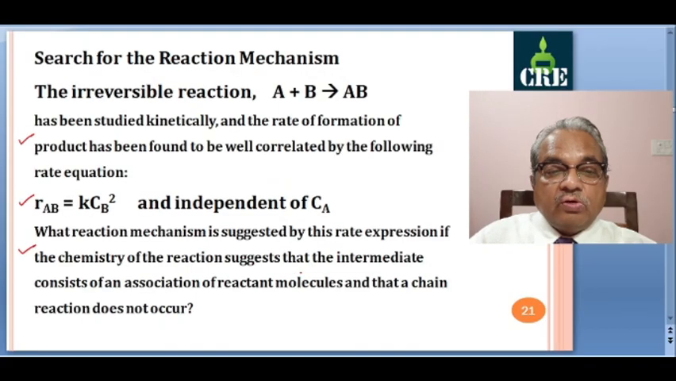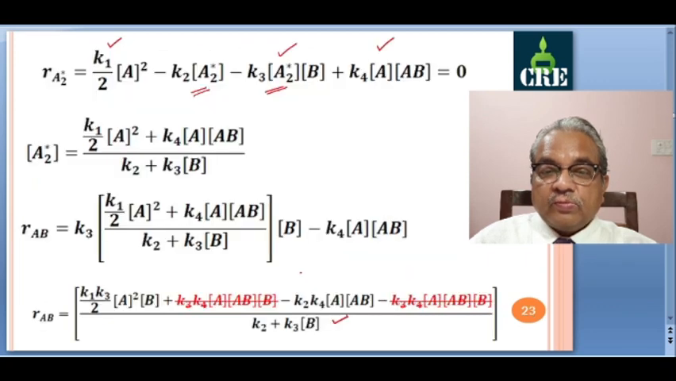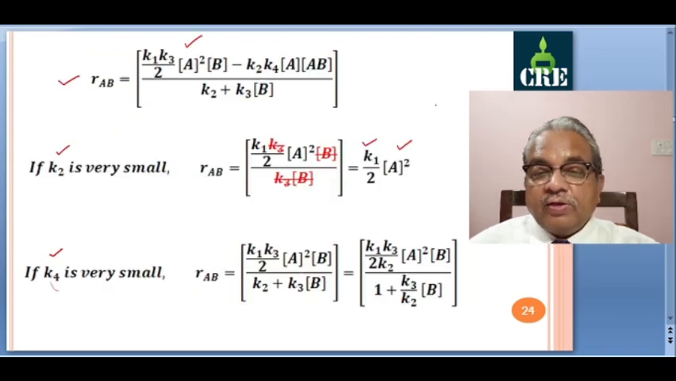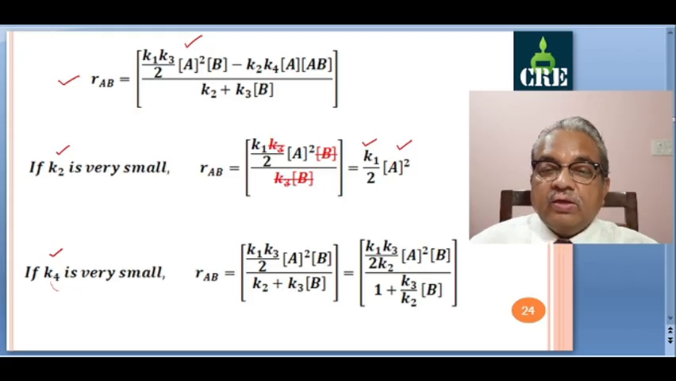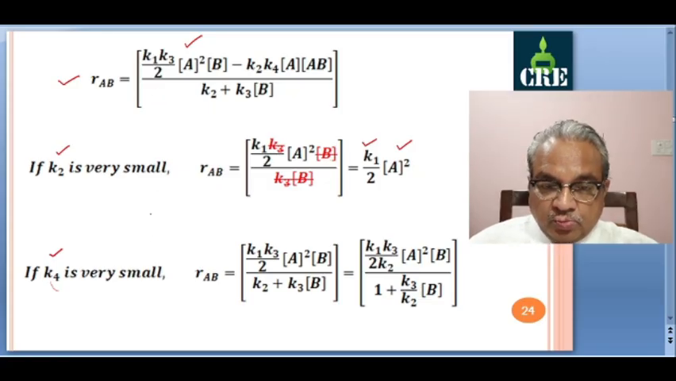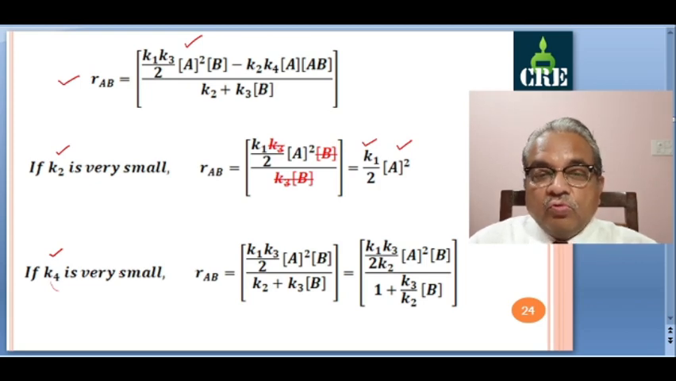Now what is the experimentally observed kinetics? K CB square and independent of CA. From this mechanism what are we getting? Instead of CB square we are getting CA square here, and B is cancelled out, meaning independent of concentration of B. Where we wanted B we are getting A, and where we wanted A we are getting B. So that means this proposed mechanism is not consistent and it is to be rejected. So we will go for another mechanism.